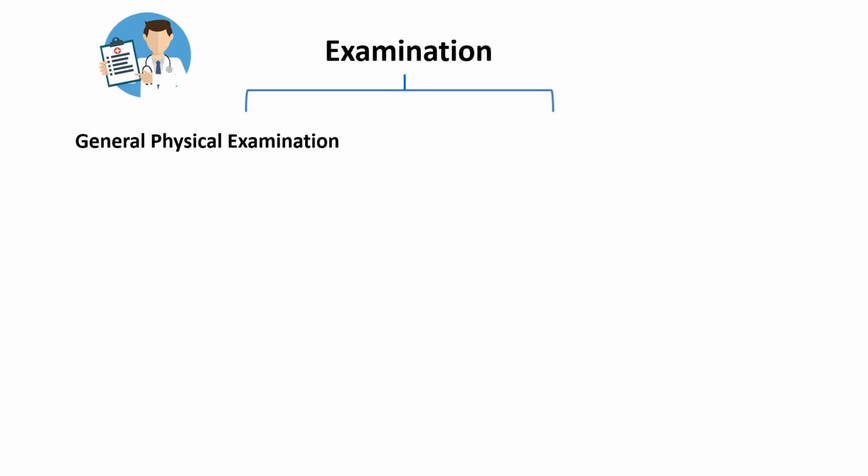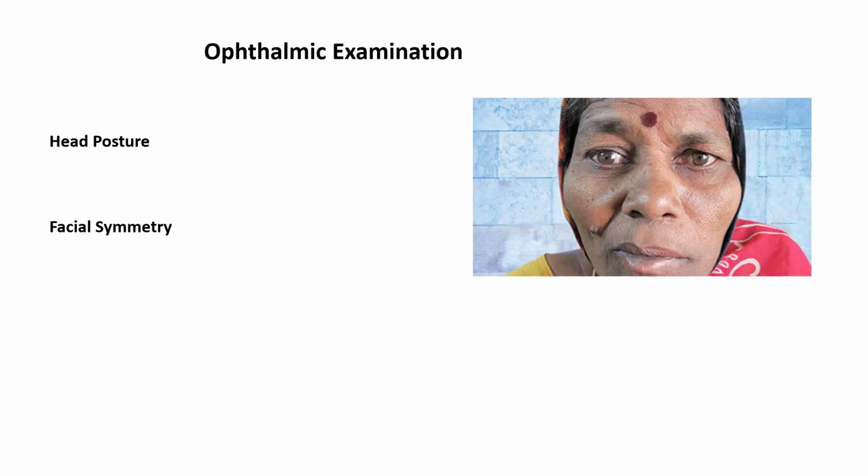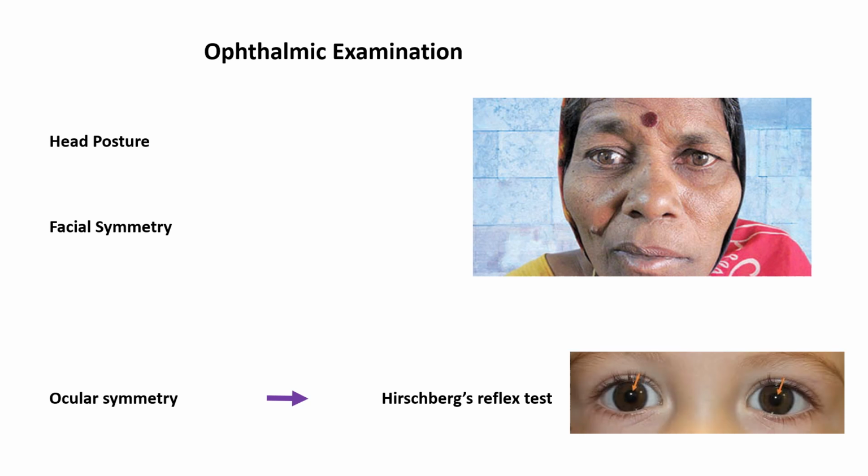Then coming to the examination, there are two things that you have to examine: general physical examination and ophthalmic examination. These are very important. Even though the examiners might tell you to go to the ophthalmic examination directly, you still have to write them on your case sheet. Don't miss them. You will make a note of built, nourishment, pulse, BP, and the systemic examination. Now coming to the ophthalmic examination, we'll comment about the head posture and the facial symmetry. If there are any abnormalities that you see, as in any ophthalmic case, you will mention all these things. Ocular symmetry: you will do the Hirschberg's corneal reflex test and mention whether it is orthotropic or not.